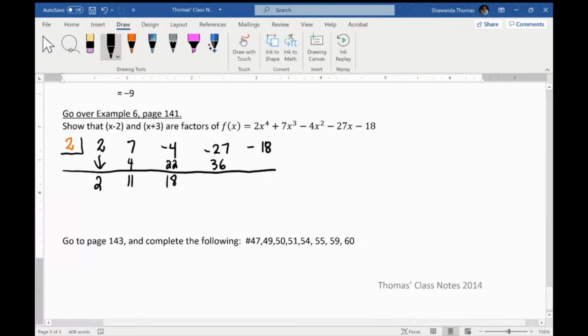What's the next number? 9. Very good. What's the next number? 18, because we multiplied. What's the next number? 0. So when you get a 0, that tells us, yes, that worked. But we knew that because it says show. They're telling you this is going to work out. You should get 0 in the end. If you don't, you probably didn't do something right.